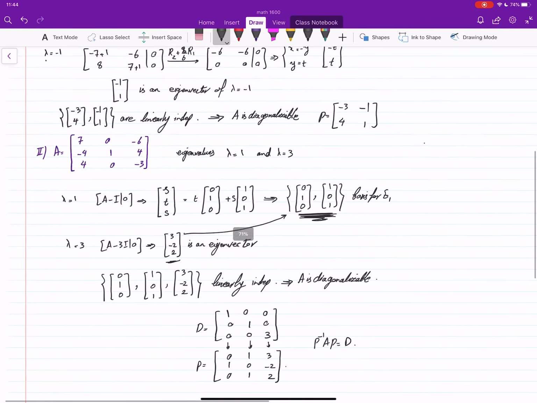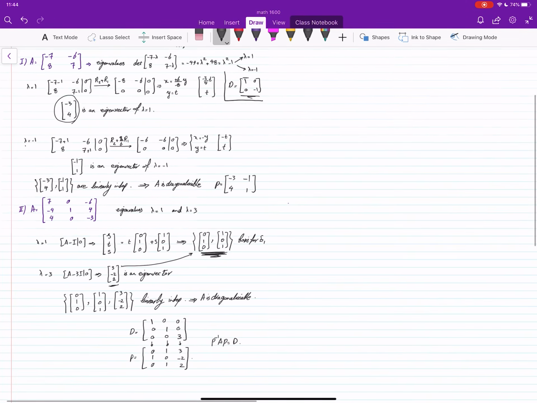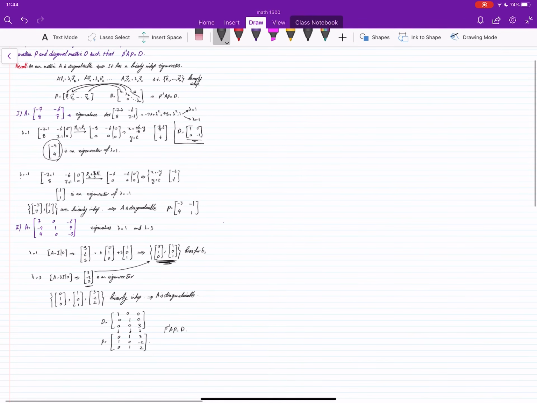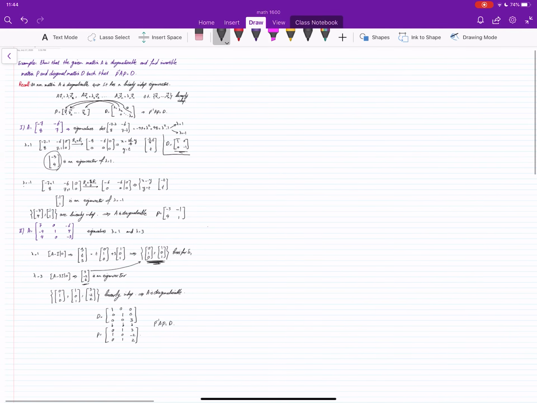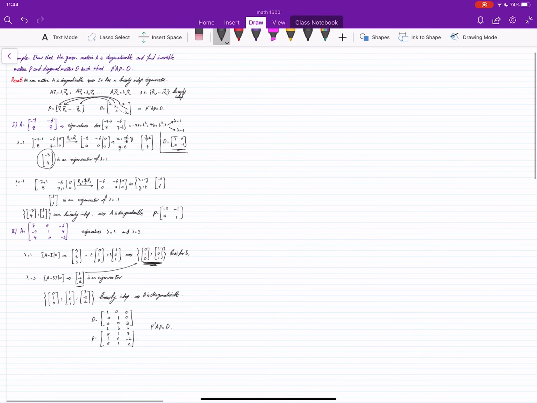Well, these were some examples that show you how to find the invertible matrix P and the diagonal matrix D, and show the matrix is diagonalizable.